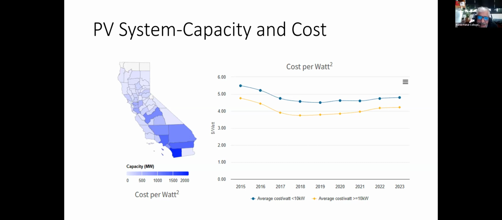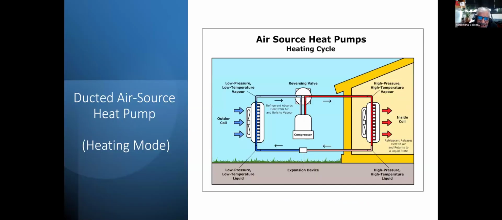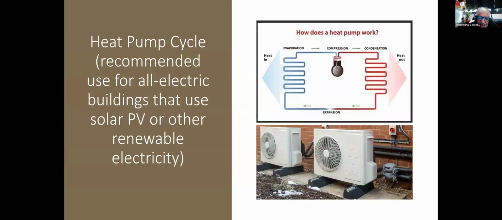All right, great. So let me go back. These are things I wanted to mention that are promoted by the Department of Energy: the heat pump cycle. This is a building that uses a PV system and renewable electricity. A heat pump can be used for both cooling and heating, depending on how you use it. There's an expansion valve that you can switch, and this is a picture of these heat pumps.